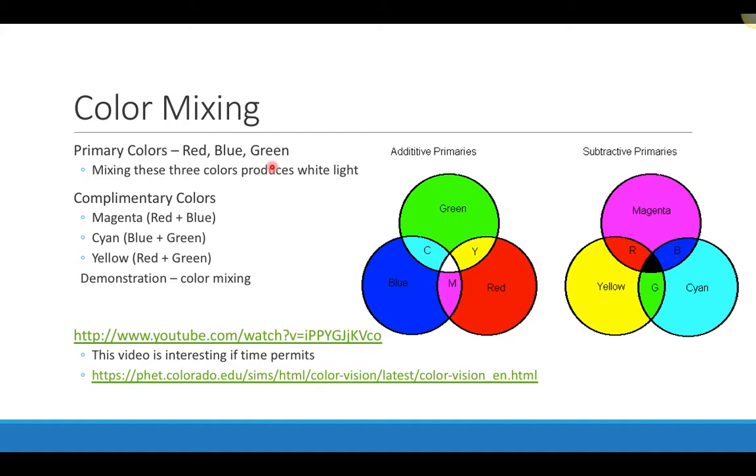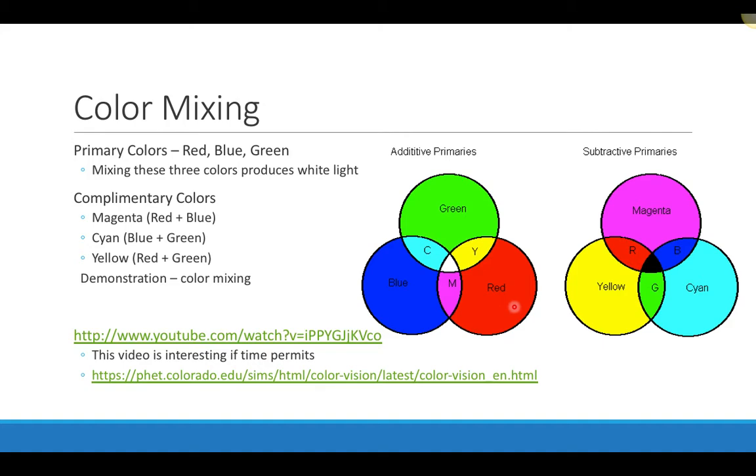And the cones that we have are red cones, blue cones, and green cones. So when we see a particular color, those cones are activated. When I see something that's green, the green cones in my eye are activated. If I see something that's red, the red cones are activated. If I see something that's yellow, then both my green cones and my red cones are activated, and that tells my brain that the color of that is yellow.